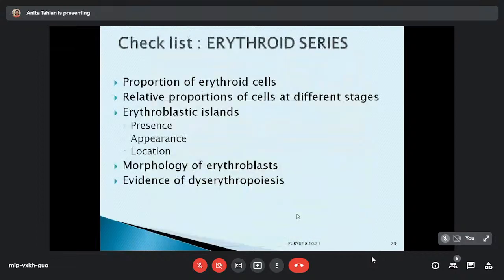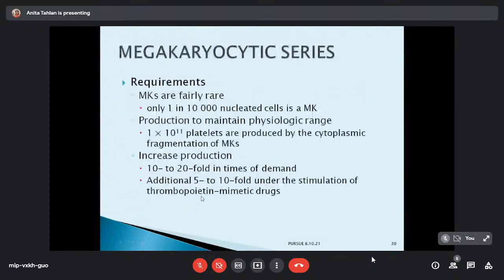So what are we supposed to look for in the erythroid series? We have to look at the proportion of erythroid cells. We have to look at the relative proportions of these, especially the morphology of the erythroblasts and their erythropoiesis if it is there. Coming to the next series, the megakaryocytic series.